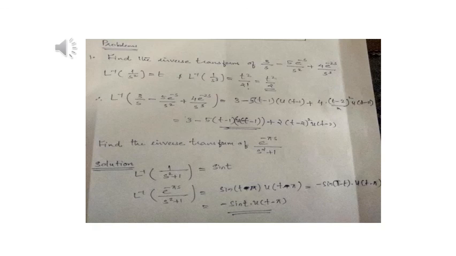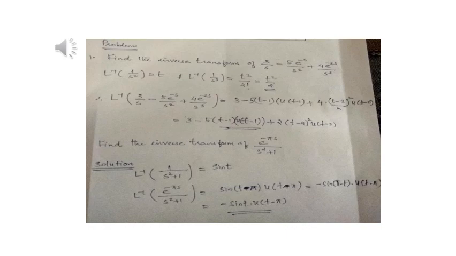Next, find the inverse transform of e raised to minus pi s by s square plus 1. That is L inverse of 1 by s square plus 1 is sine t. Then L inverse of e raised to minus pi s by s square plus 1 can be written as sine t minus pi into u t minus pi. Okay, so that is sine t minus pi, which can be written as minus sine t into u t minus pi.